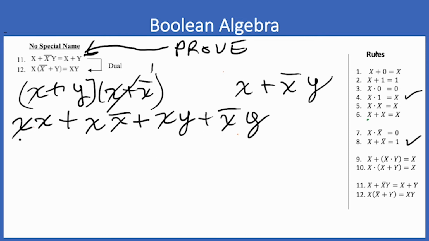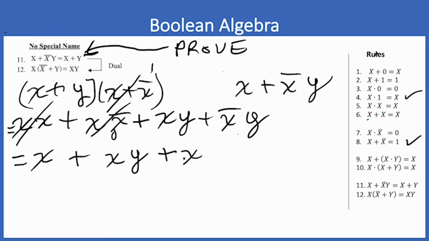All right, from the sameness theorem, we know that that's just equal to x. X x bar, anything times its complement, is just equal to 0, so we don't have to include it. We have xy plus x bar y.